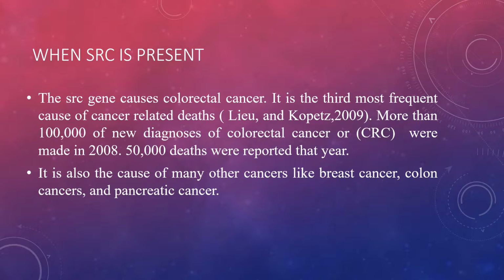When SRC is present, this gene causes colorectal cancer. It is the third most frequent cause of cancer-related deaths. More than 100,000 new diagnoses of colorectal cancer, or CRC, were made in 2008, and 50,000 deaths were reported that year. It is also the cause of many other cancers like breast cancer, colon cancers, and pancreatic cancers, and other types of cancers not mentioned in this presentation.